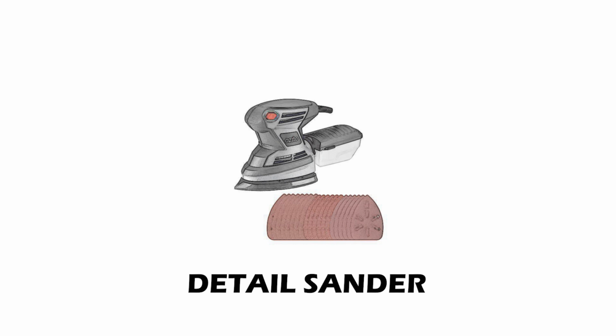Detail sanders can most easily be defined as an orbital sander with a triangularly shaped head. Much like orbital sanders, a device of this nature is electronically controlled and oscillates in a defined manner. However, due to a detail sander's non-traditional head shape, work can be more easily conducted around edges and other difficult-to-reach areas.